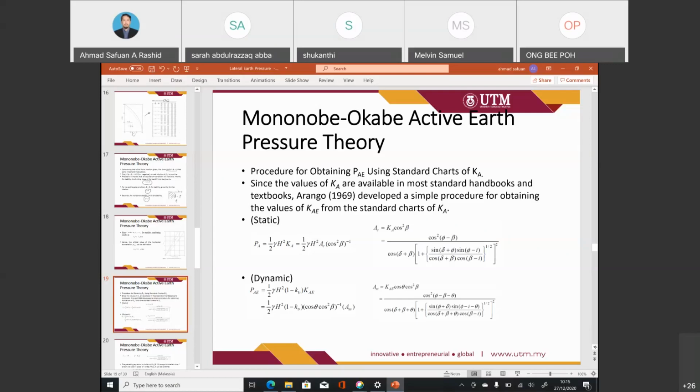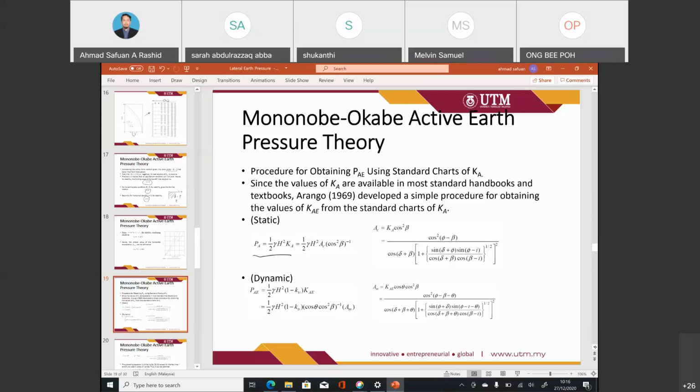Arango has improvised the Mononobe-Okabe approach, where they still use the static one, and then they improvise it to be used in the dynamic case. So when we look at the formula, this is the formula for the static.